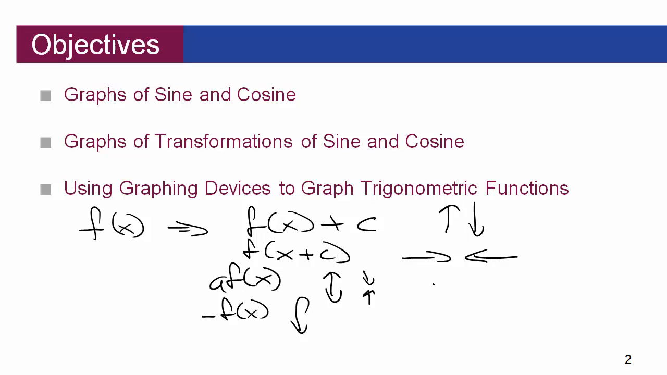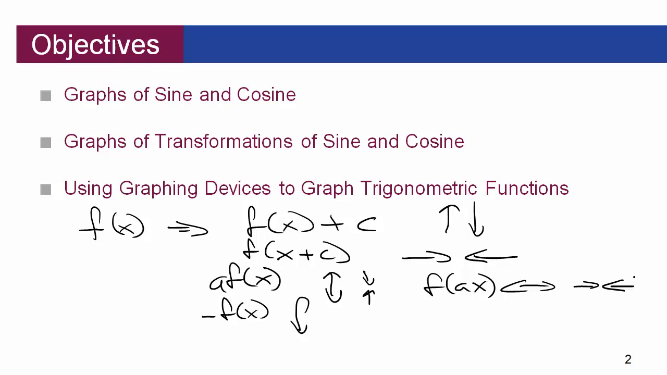And then what if we instead put the constant on the inside of the function? Well, then we describe it as stretches and compressions in the horizontal direction, and again, it's counterintuitive. So if a is bigger than 1, instead of stretching like it did in the vertical direction, it compresses. And then if a is between 0 and 1, instead of compressing like it did in the vertical direction, it stretches.